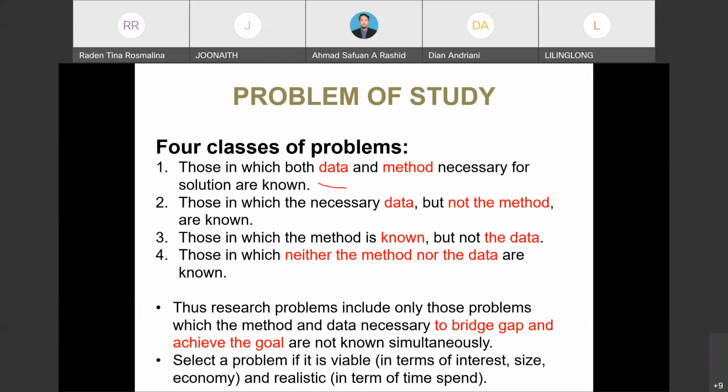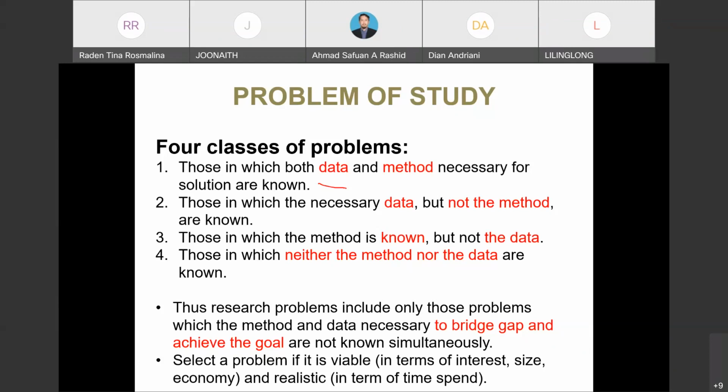Second, those in which the necessary data, but not the methods, are known. So we do a reading, and from there we know what data we should collect, but we still try to get an idea of how we could collect the data. Or perhaps the previous researcher used a method which is not available in UTM, for example. In that case, we need to use a different type of method, and at the end, hopefully we can establish the method and gain the data that we required.